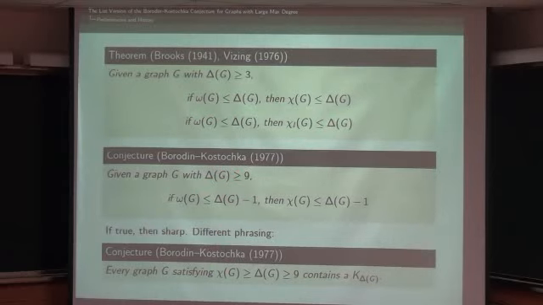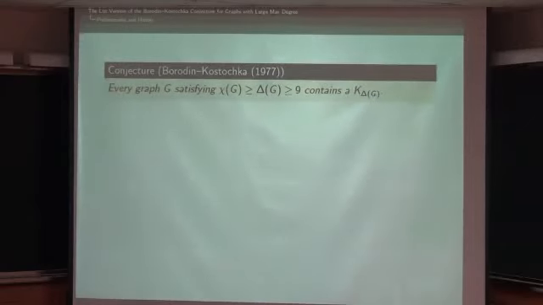So I'll talk about some history. And this conjecture here is the same thing as this one, it's just a different phrasing, right? If you give me a graph with sufficiently large degree, you take the contrapositive: if chi is strictly bigger than delta minus 1, then omega must be strictly bigger than delta minus 1, which means it contains a clique of size delta. So let's start with this conjecture.